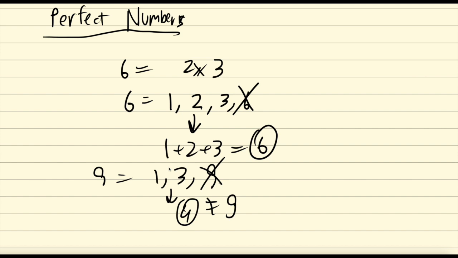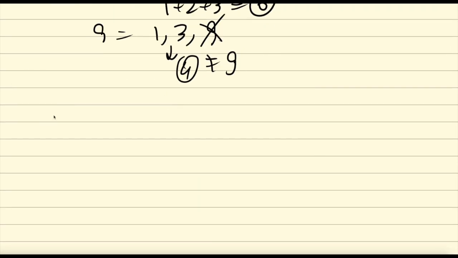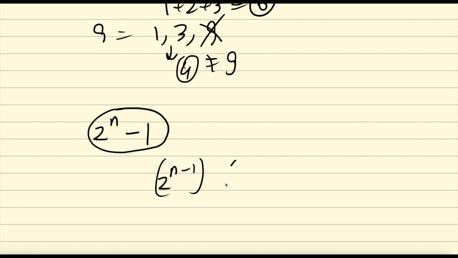Now, how am I relating this to Mersenne prime numbers? What I'm trying to say is that if you have a Mersenne prime number of the form 2 to the power n minus 1, my claim is that 2 to the power n minus 1 times (2 to the power n minus 1) is a perfect number. This sounds nice.